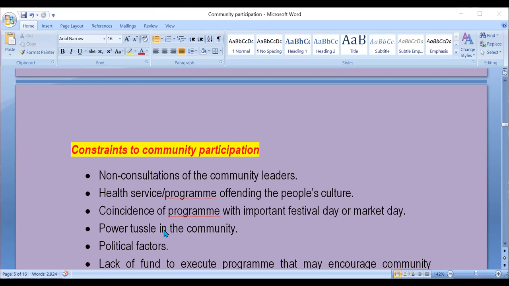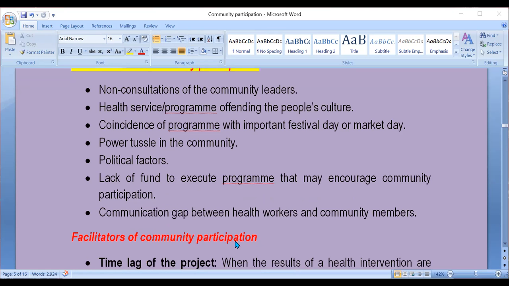The next is lack of funds to execute the program. Yes, you may actually plan the program and all things going well, but there's no fund to gather the IEC materials and all of that required for the campaign. It will not hold. Then, communication gap between health workers and community members. Let's say you are dealing with a community that is different, and you are not from there, and you don't speak their local language.